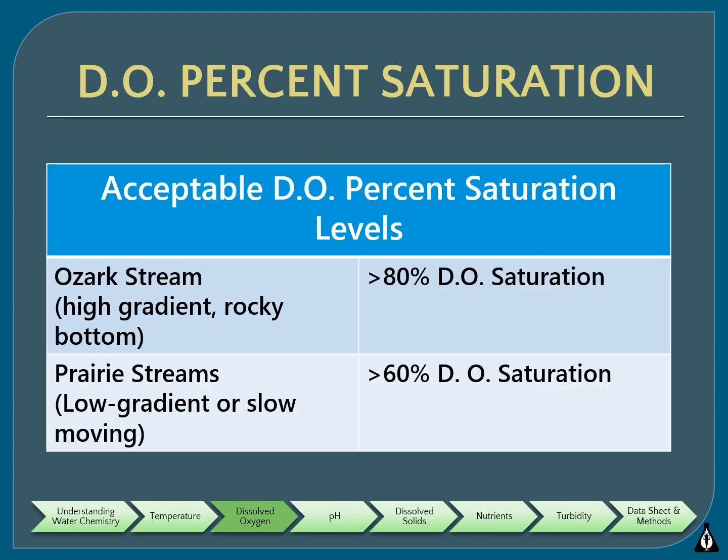We have healthy DO percent saturation levels for different streams with respect to where they are located in the state. In the Ozarks, streams generally have a high gradient, therefore they're generally flowing faster, and they have a rockier bottom. That means that more aeration is happening in these streams, and so the DO percent saturation for those streams is considered healthy if it's 80% or greater. Whereas in prairie streams or in northern Missouri, generally these are low gradient or slow moving streams, a DO percent saturation of 60% or greater is considered healthy for those streams.